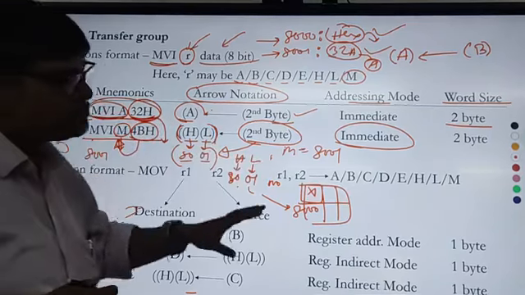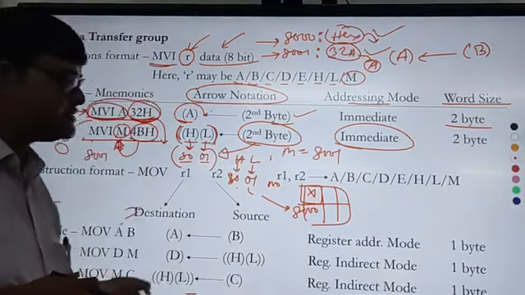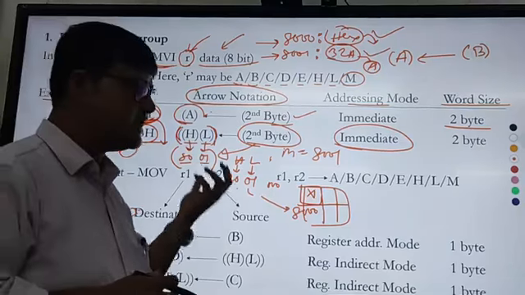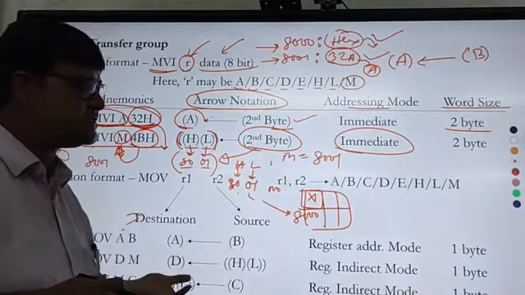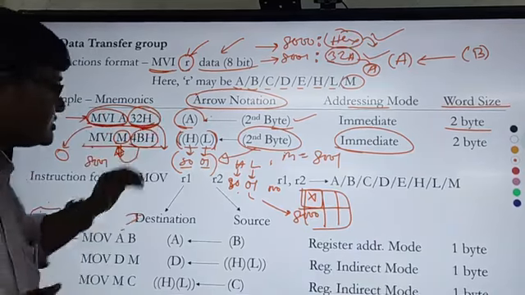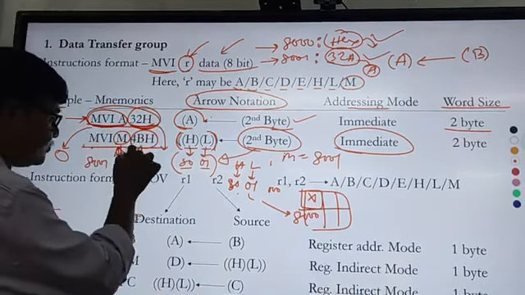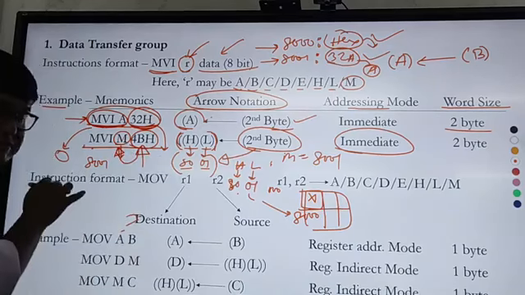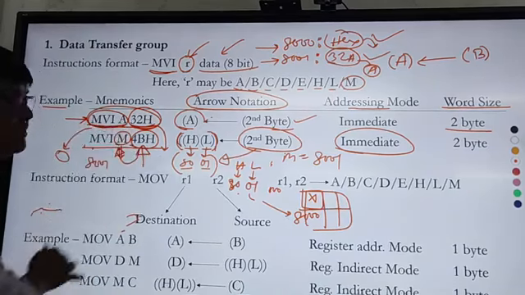There are basically 5 addressing modes in the microprocessor system: direct addressing mode, register addressing mode, register indirect addressing mode, immediate addressing mode, and implicit addressing mode. This instruction belongs to the immediate addressing mode, because the data itself is stored in the instruction.